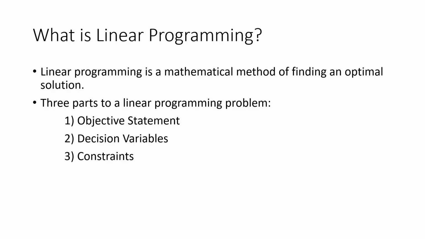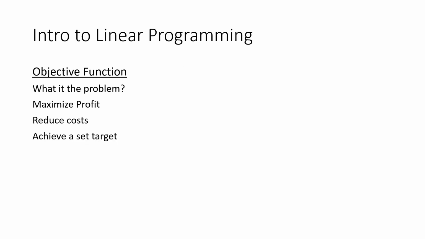Linear programming is simply a mathematical method of finding an optimal solution given a set of inputs. Every linear programming problem has three parts, and we'll look at each of them in turn: the objective statement, decision variables, and constraints. The objective function describes the problem that you are trying to solve, and generally there are three types of problems: either to maximize profits, reduce costs, or to achieve a specific target.